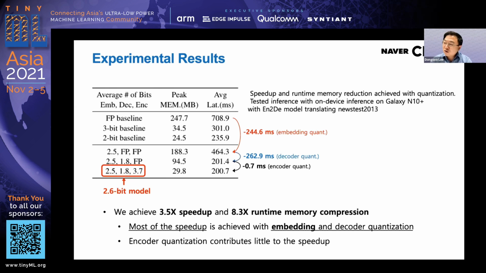But quantizing encoder layer is not very effective compared to decoder or embedding. That means actually the autoregressive property is quite important and almost deterministic to give us the latency. So that is why we decided to perform encoder quantization as the last step with the least efforts.